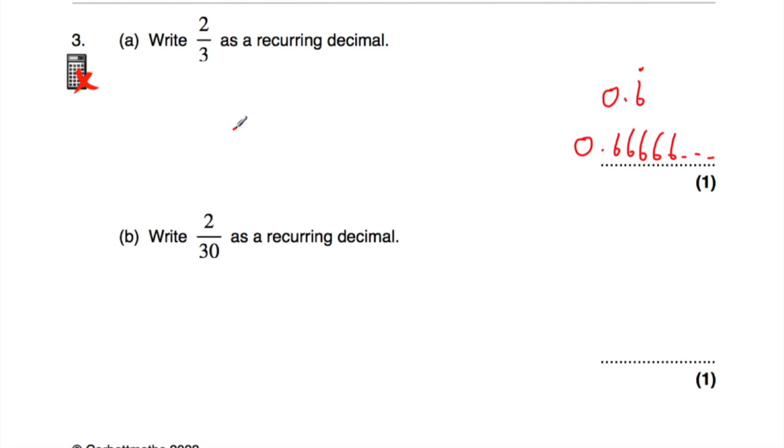Alternatively, we could use our division. We could do 2 divided by 3, dividing the numerator by the denominator. So 2 divided by 3, and we'll put a decimal point and some zeros. And we can put a decimal point above the 1 and say how many 3s go into 2? 0, remainder 2.